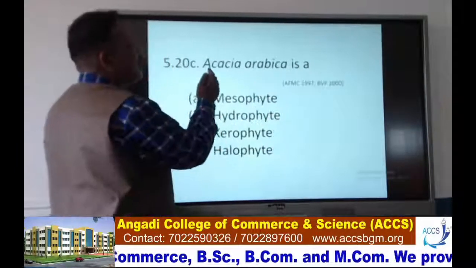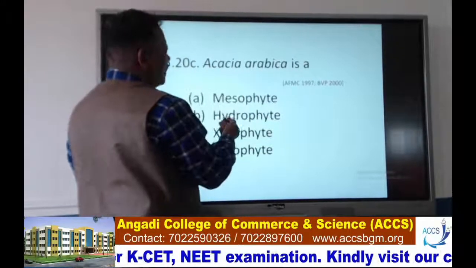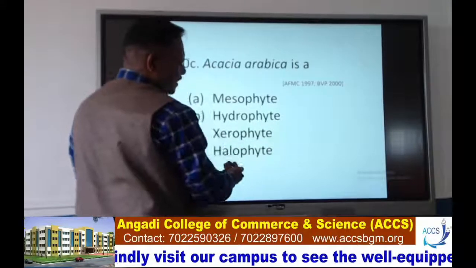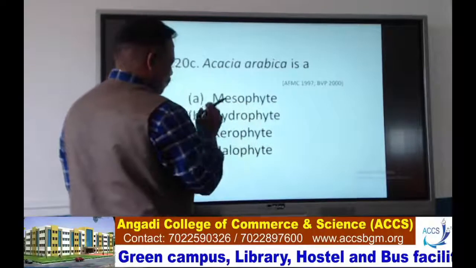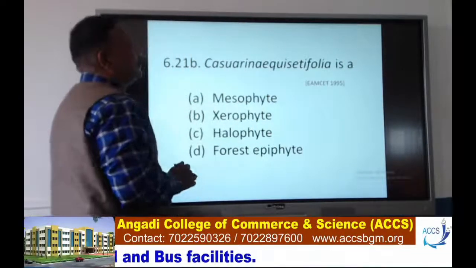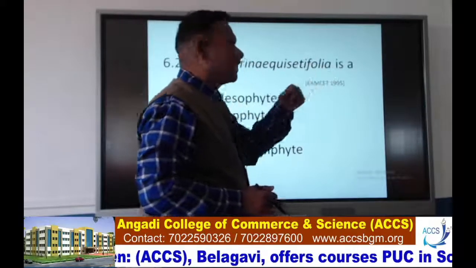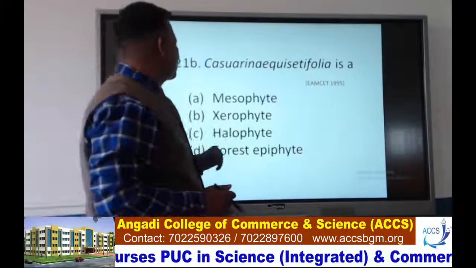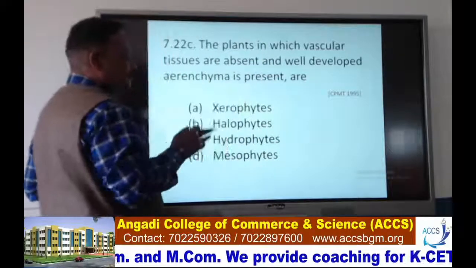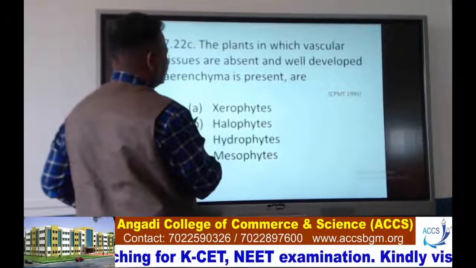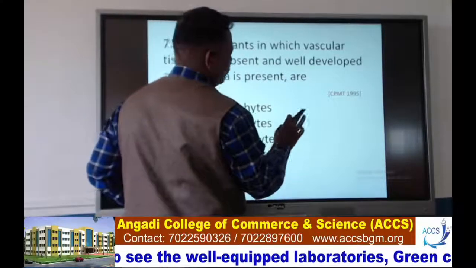Next, Acacia arabica is a, just see, mesophyte, hydrophyte, xerophyte, halophyte. It is growing in a desert area, so that is xerophyte. Option C. Next, Casuarina equisetifolia is a mesophyte, xerophyte, hydrophyte, mesophyte. So here the best example is option B. Sorry, option C is the correct one. Those are called hydrophytes.